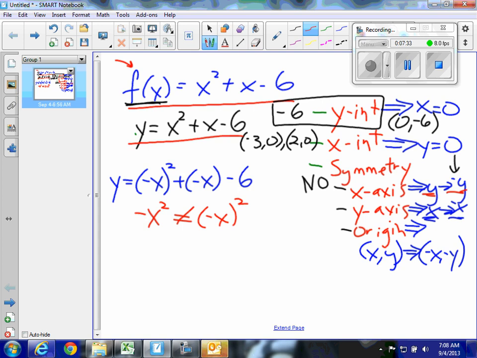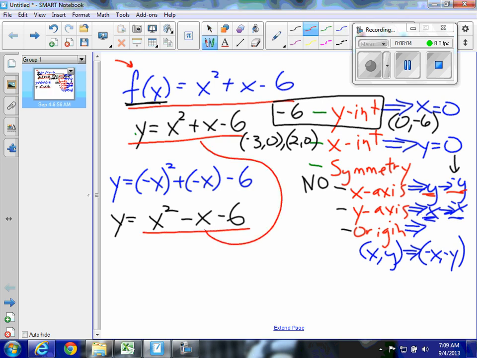So if I'm substituting negative x for x, or I'm substituting anything for x, it's really a good idea to at least start by using parentheses. So I use my parentheses here. And now I can see that y equals, with the negative x, y equals x squared, because negative x squared is x squared, minus x minus 6. Well, is this the same as that? No, they're different. So, no, I do not have y-axis symmetry.